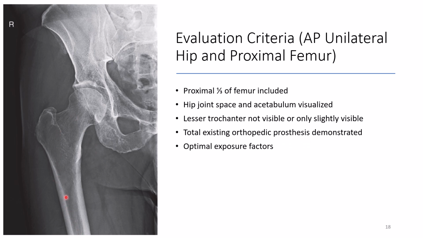Now, if they had a rod going down the length of their femur, then that would not be possible. But if you look at figure 7.7, and that patient had one of those types of prosthetics, you would have to include the entire prosthetic in one image.